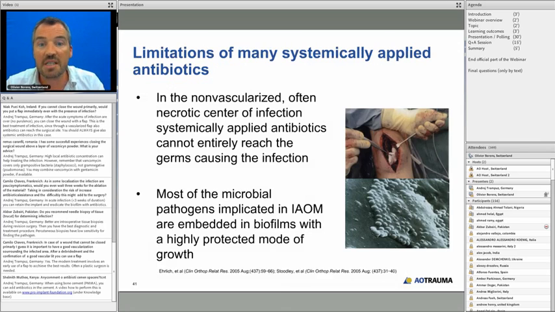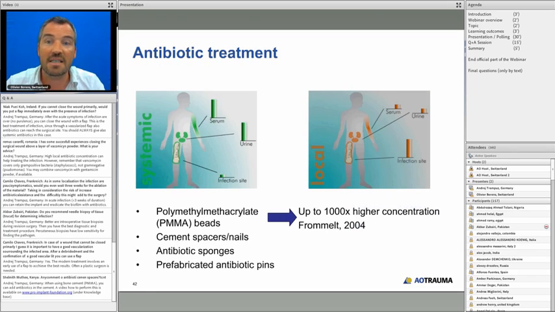The limitation is that if we have a necrotic center of an infection and we have done a big debridement, vascularity can be difficult and our antibiotics cannot reach the site of infection. At the same time, from time to time, we do not have high enough local doses of antibiotics, and we are not able to kill the bacteria. That is the reason why we should use local antibiotics as well.